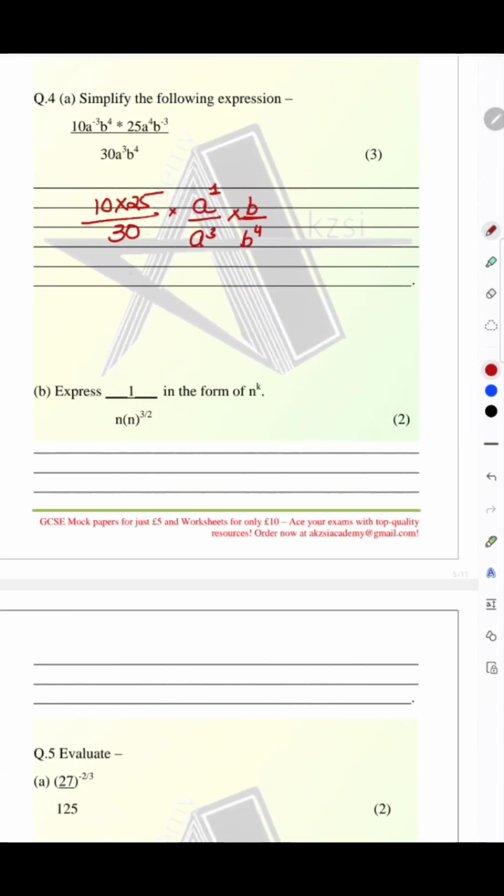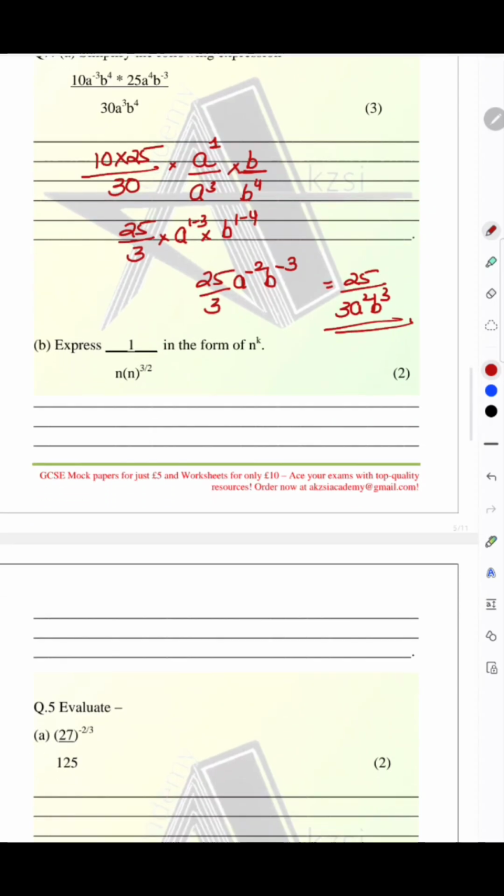This can be simplified as 25 over 3. This is because having the same base number but different powers, we are just dividing, so subtract the powers. So a to the power of 1 minus 3. Similarly, b to the power of 1 minus 4. So the final answer is 25 over 3, a to the power of negative 2, b to the power of negative 3. Or I can write 25 over 3a squared b cubed. And that's your final answer.